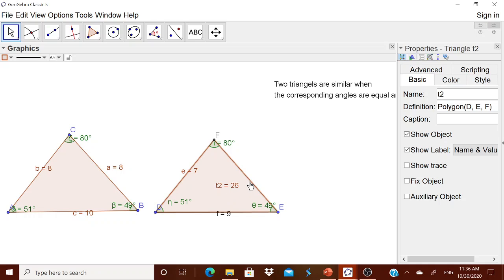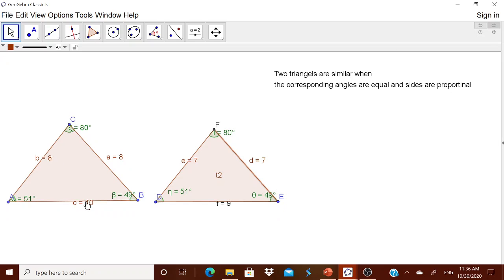Okay, now I think the polygon is selected, but I don't want the polygon to get selected. I want this segment to be selected. Show label, name and value. Okay, now you have everything over here. Now you have the value of this one, the value of this one, and the value of this one.